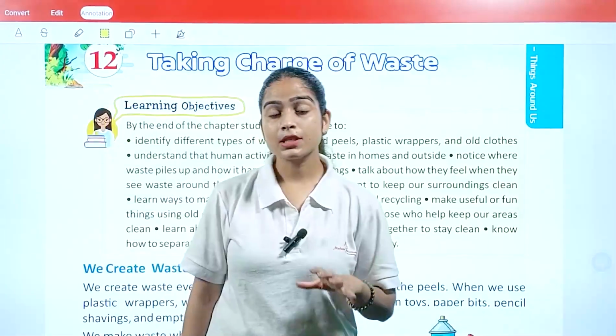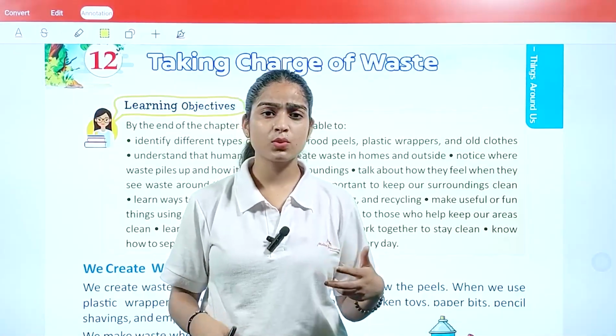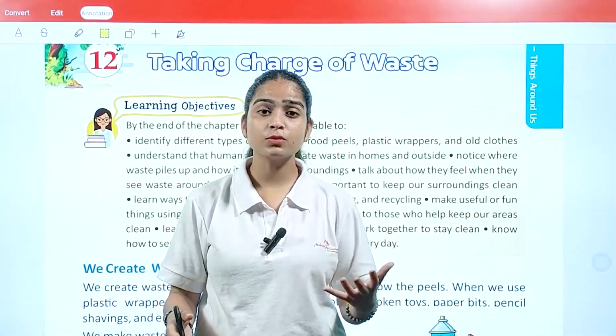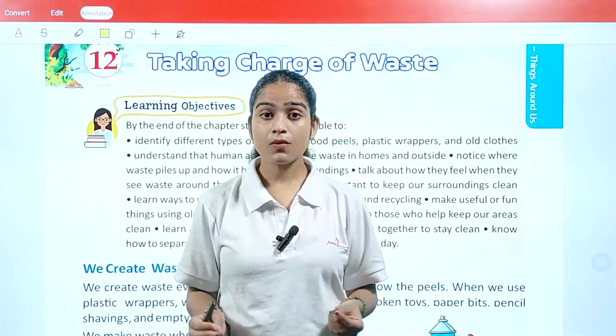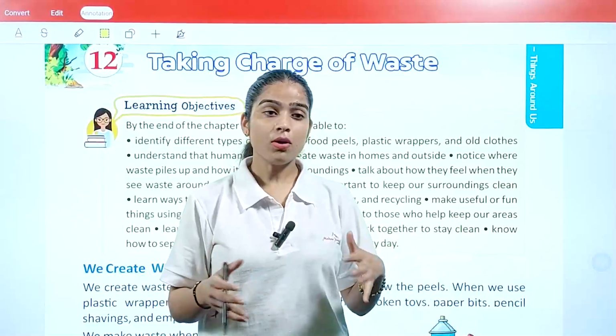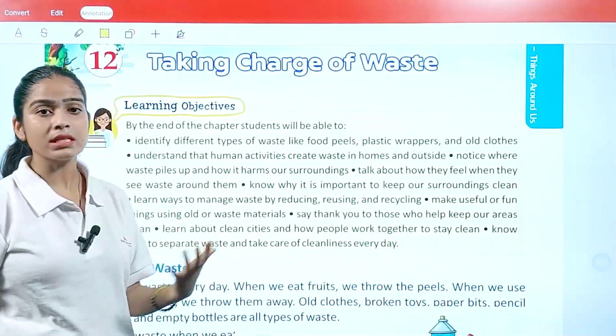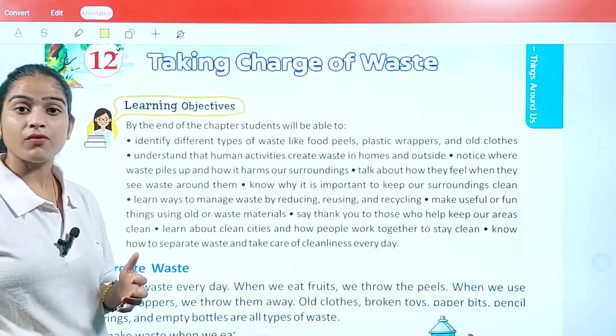So in this chapter, first of all, we have to understand what types of waste we have. If we are talking about clothes, vegetable peels, fruit peels, or plastic wrappers, now we have to keep in mind how we have to arrange this waste so our surroundings will be clean, and how we can reuse, reduce and recycle this waste, and what fun activities we have.